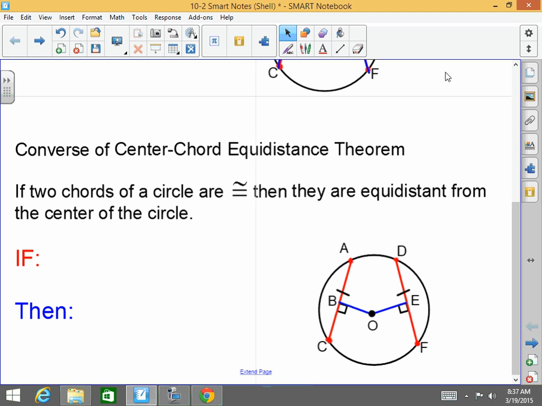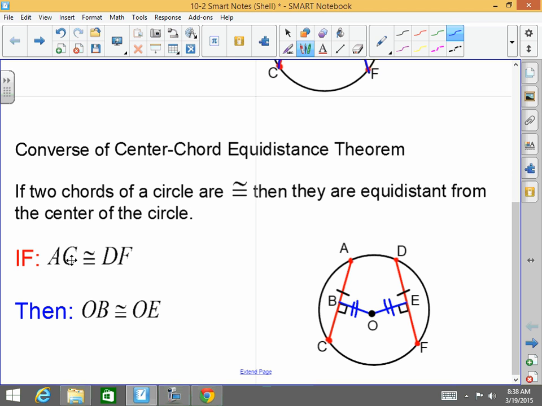Okay, so the converse of the center-chord equidistant theorem states that if two chords of a circle are congruent, then they are equidistant from the center of the circle. Same, it's just the converse. So basically, if they tell you that chord AC is congruent to chord DF, then OB will be congruent to OE. So then this guy will be congruent to this guy. Then they are equidistant from the center. And that's literally the only two theorems we have to learn today.